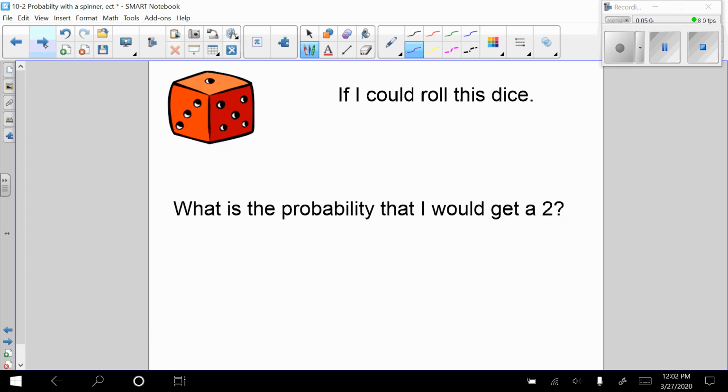Now, what if you have a dice? Remember, how many numbers are on a dice? There are 6 numbers on the dice. That means I have 6 total outcomes. What's the probability that you would get a 2? Well, how many 2s are on the dice? There's 1. So I have a 1 in 6 chance that when I roll that dice I'm going to get a 2 on it. So the probability is 1 over 6, or 0.17, or 17% if I change it to a decimal and a percent.